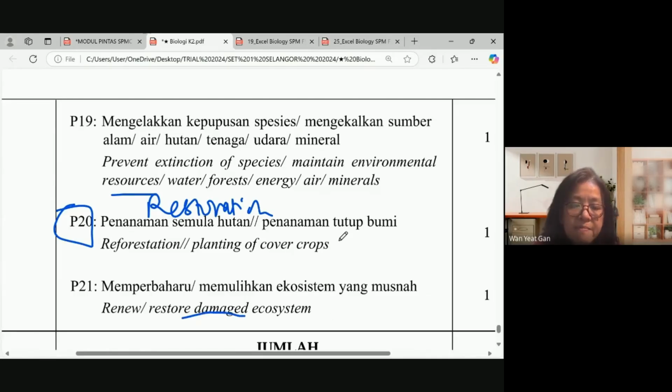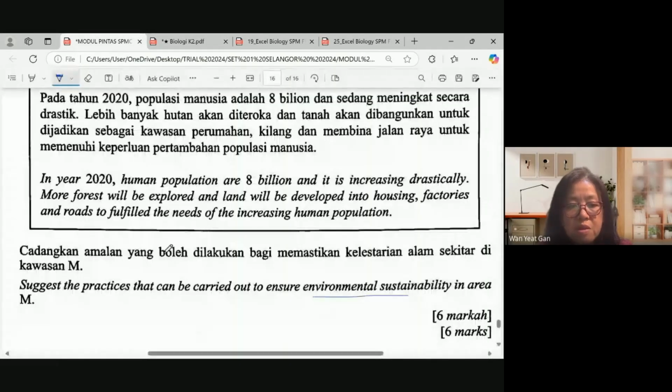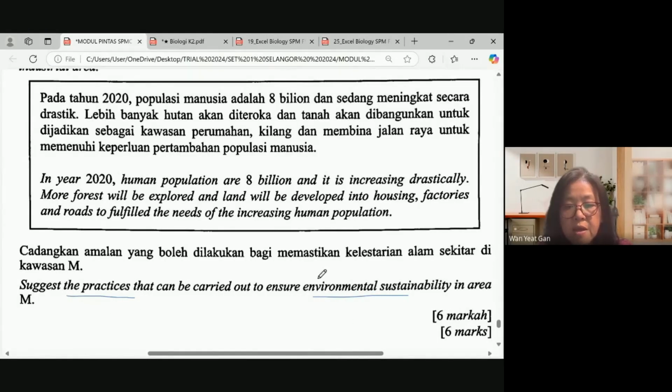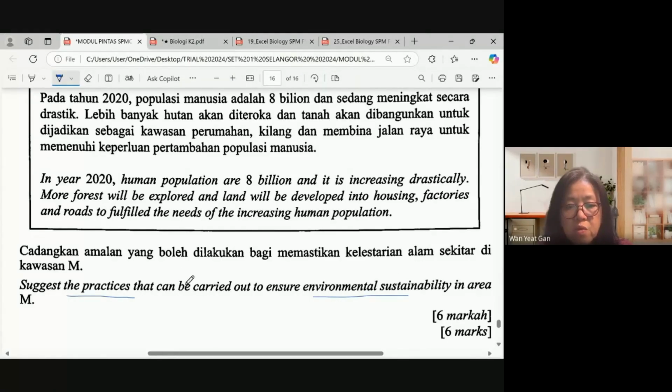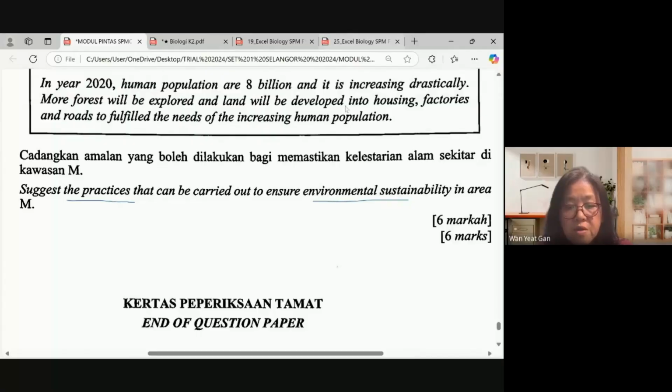So it's an active participation from everyone. Like you go to a mangrove area, you plant the mangrove trees. So that will help to restore back the number of plants in that area that has been damaged. Okay, so the answers given just now are all the practices that contribute to environmental sustainability. So that's the end of the question.